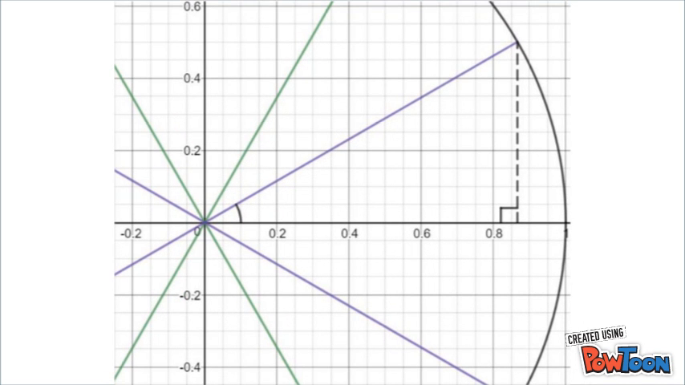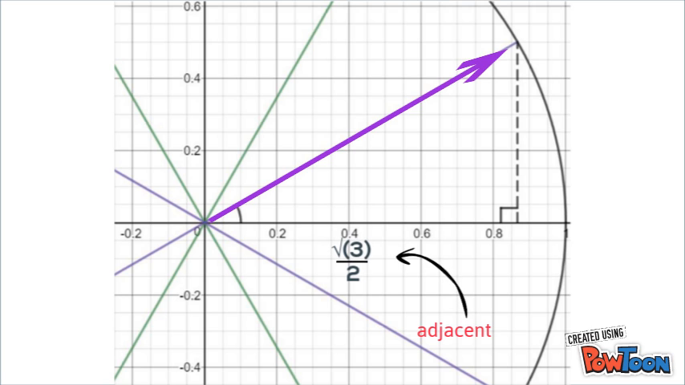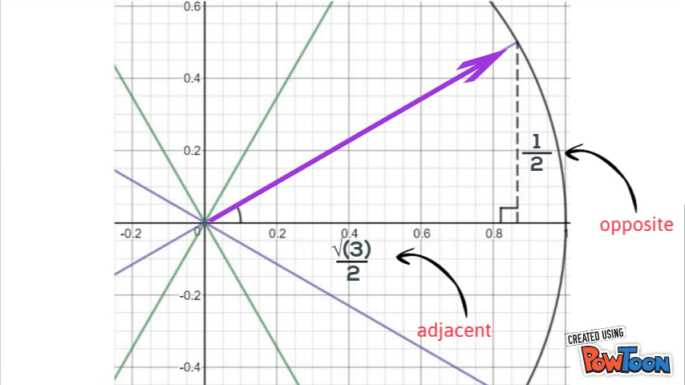If we look at the line that makes a 30-degree angle in the circle, we can see that it makes a right triangle with the x-axis. We can apply the rules for a 30-60-90 triangle and know that the adjacent side, or x value, equals the square root of 3 over 2, and the opposite side, or y value, equals 1/2.